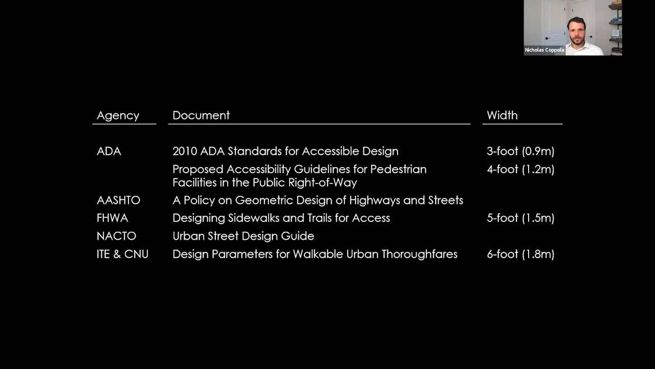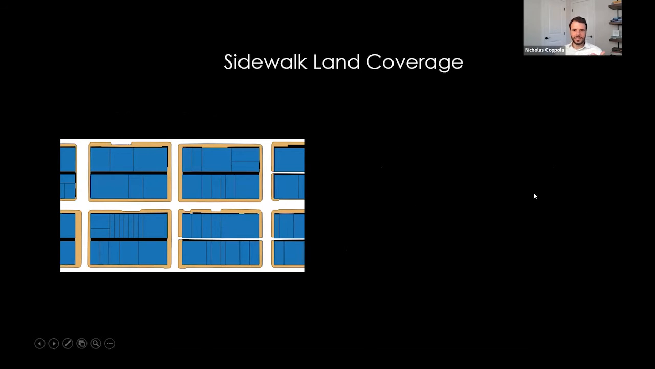So the average width is helpful, but we needed to compare it against something. So we took a look at different standards that are available. The ADA is kind of its own in the sense that the ADA is a law. So the 2010 ADA standards are a law, so that 3 foot is a little bit different. But in addition to those standards, we looked at other recommendations from other agencies such as AASHTO, FHWA, and so forth. In addition to looking at availability and average width, we looked at sidewalk land coverage.